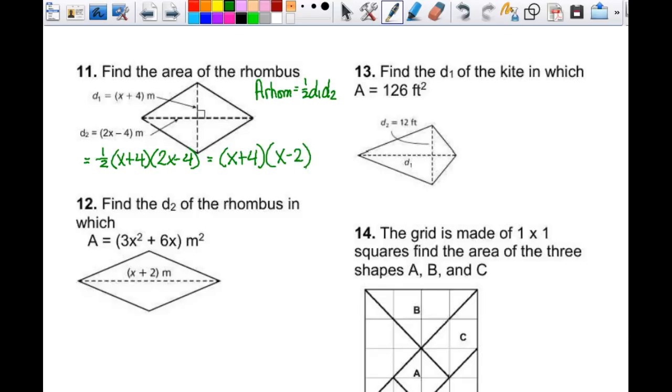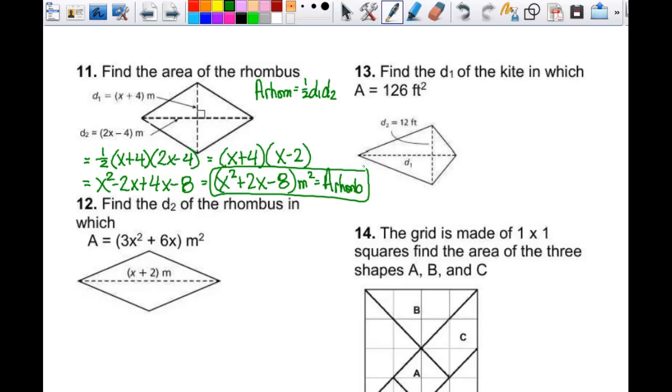So then I FOIL, box, whatever, and it's going to give me x squared minus 2x plus 4x minus 8, which gives me x squared plus 2x minus 8, parentheses, meters squared. That's the area of the rhombus. All good?